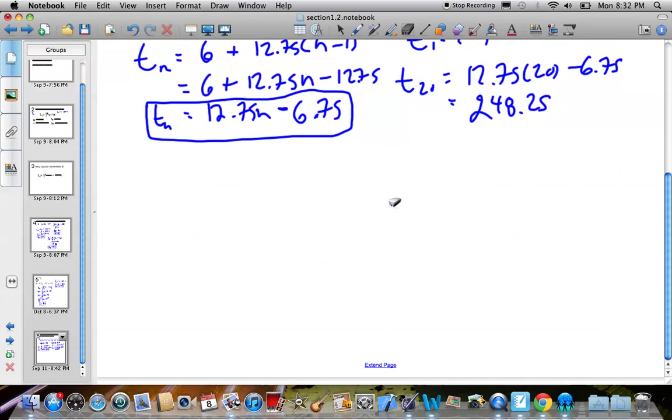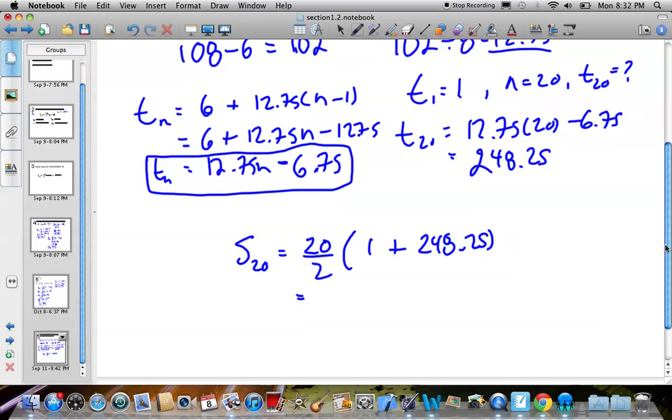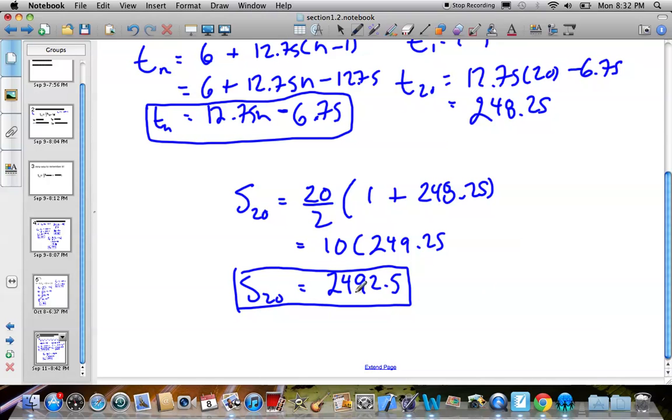So now we have everything we need to be able to find the sum of 20. So I have 20 over 2 times the first term, 6, plus the last term, 248.25. So I have 10 times 254.25, or 2,542.5. So that's the sum of my first 20 terms right there.